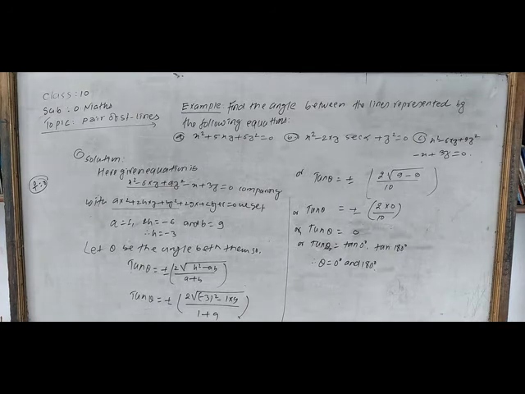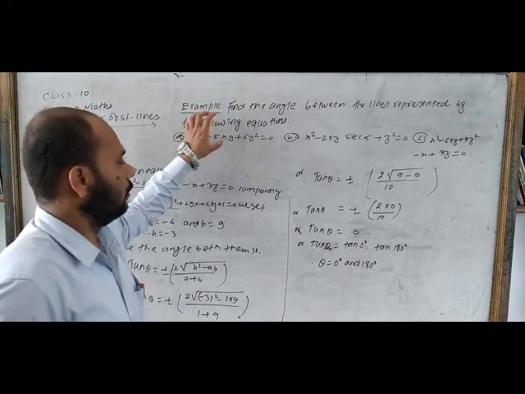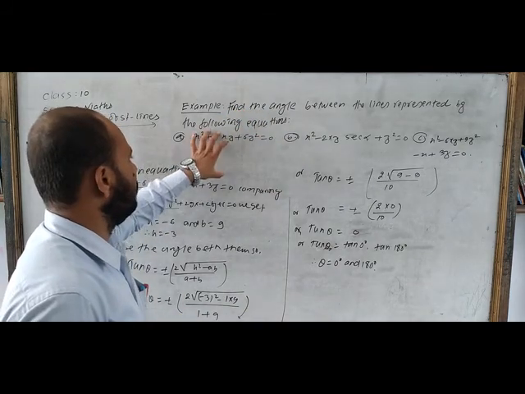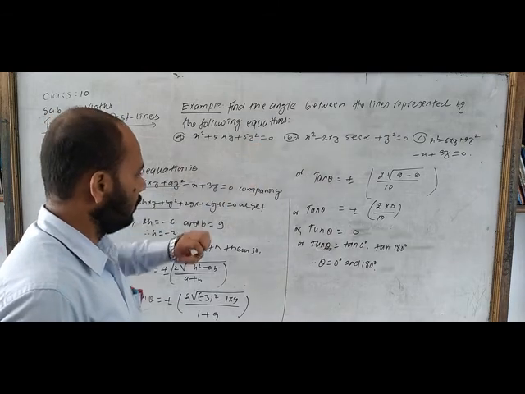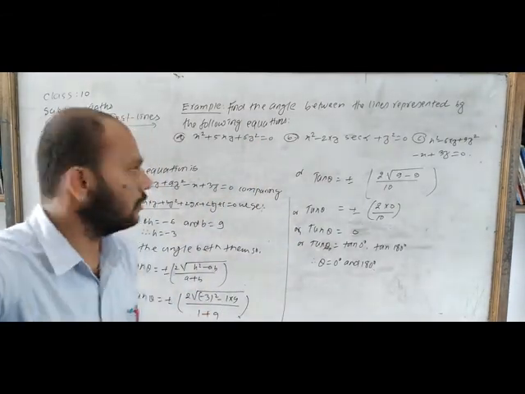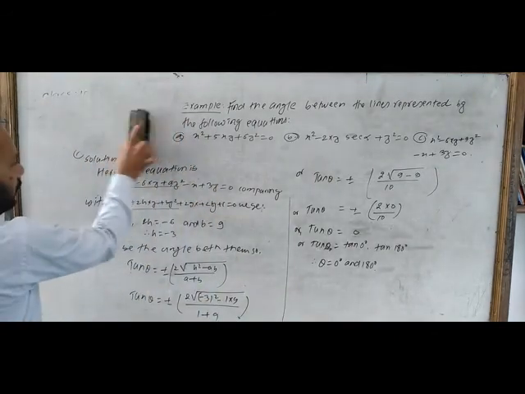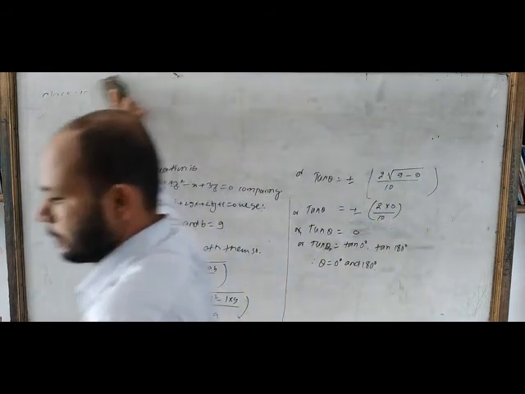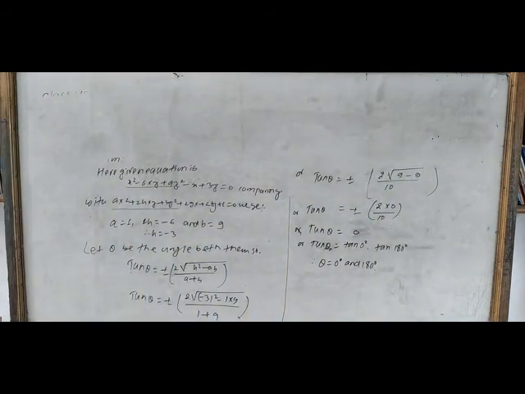Write down. In this way we solve these types of questions, and today we completed examples on the angle between the lines represented by the following equations. Today we completed 3 examples. Now I am going to give some homework. Okay, write down.